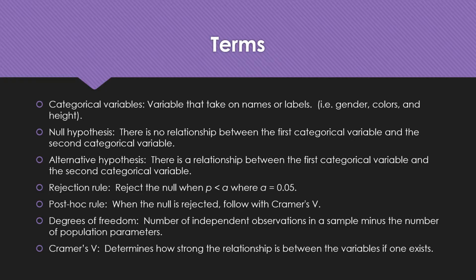Typically, the degrees of freedom equal your sample size minus the number of parameters you need to calculate during an analysis. In most cases, it is a positive whole number. Now, the Cramer's V is very important, especially if you do determine there is a relationship between the variables.